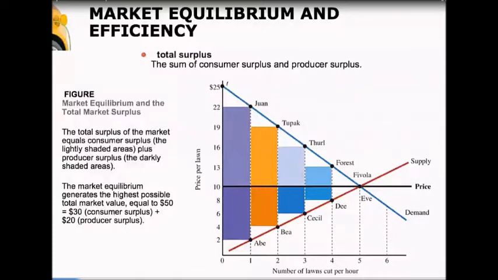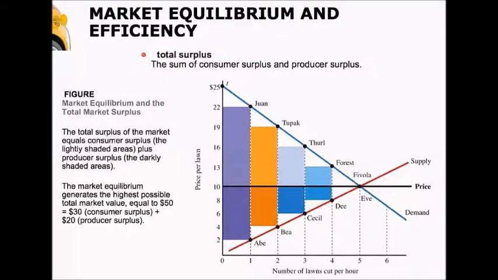And remember, we can look at one person on the demand curve, say that's Juan, and Juan is willing to pay $22 to get his lawn mowed. We can look at Forrest, and Forrest is willing to pay $13 to get his lawn mowed. We can look at the supply curve, and Abe is willing to mow a lawn for $2, whereas D is willing to mow a lawn for $8 and not less.